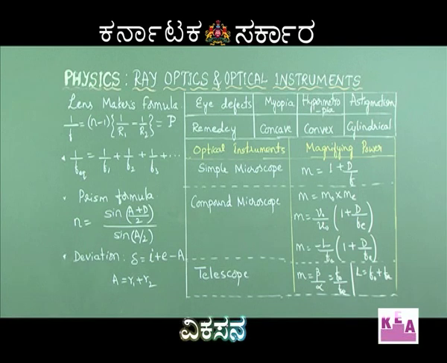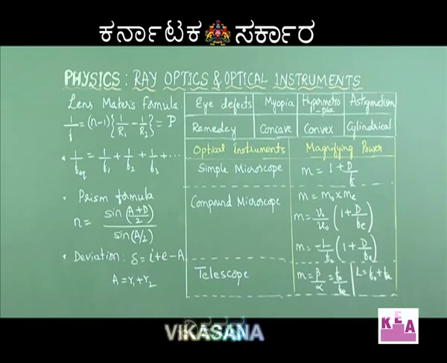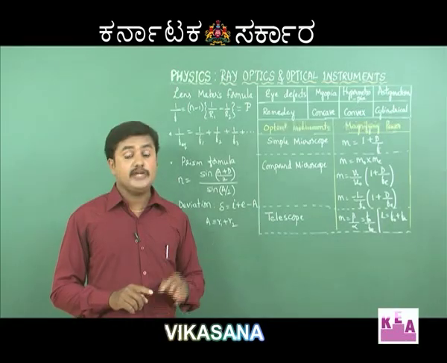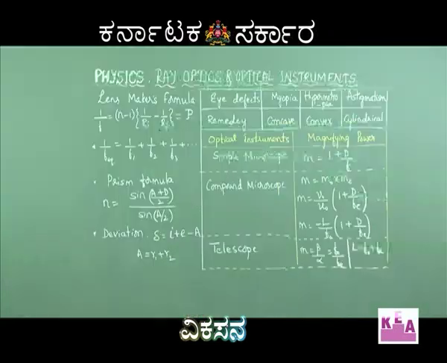Now in telescope, the magnifying power is given by beta by alpha, which is also same as FO by FE, and the length of the tube is FO plus FE. You need to also study and remember the meaning of these symbols.